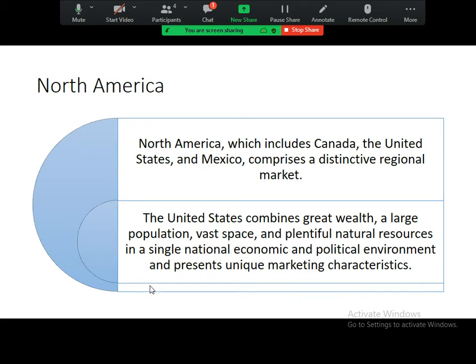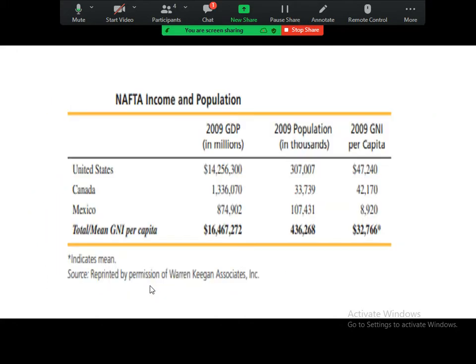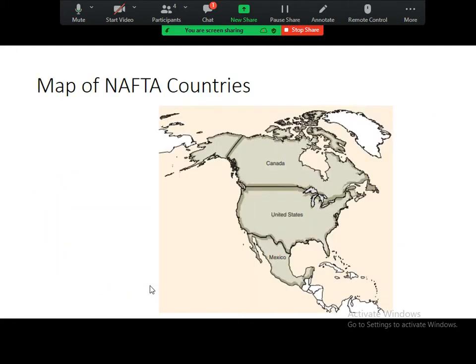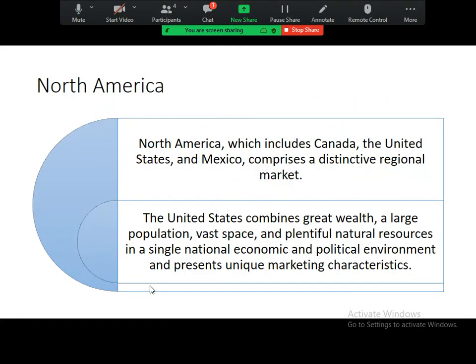Okay, so now we will talk about various countries. You may find this exciting, you will like this. This is the map of NAFTA countries that includes Mexico, United States, and Canada. So we will talk about North America, that is in the North American region. North America, which includes Canada, United States, and Mexico, as I have shown in the map, comprises a distinctive regional market.